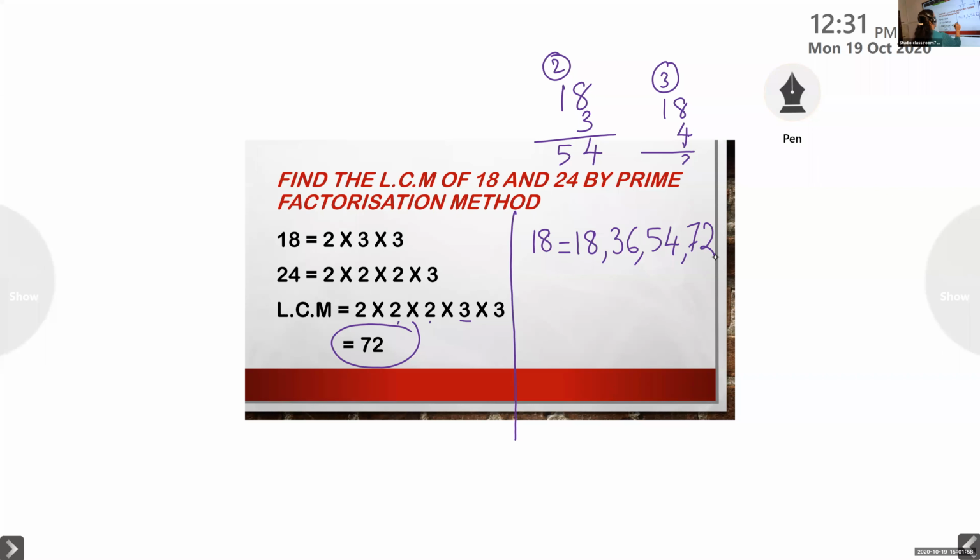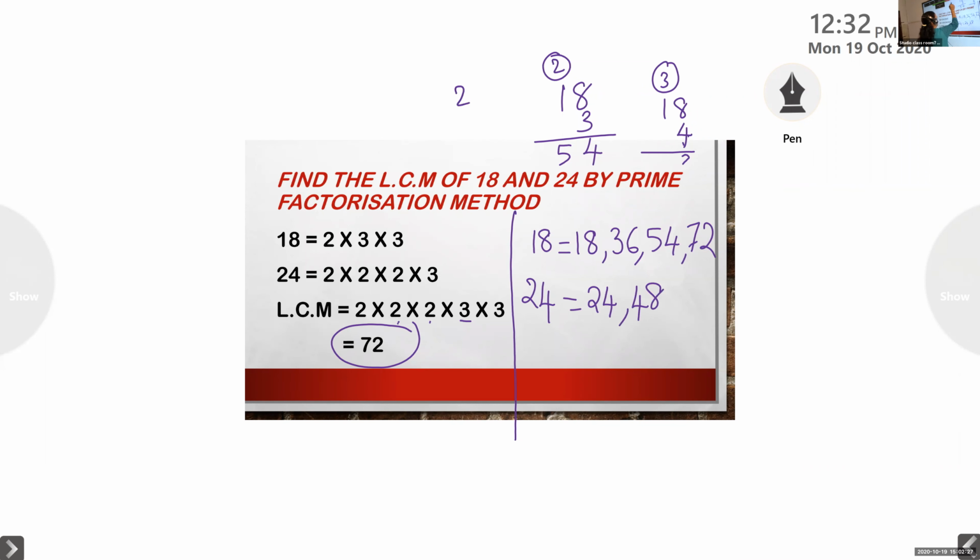Now, next one, it's 24. Yes, 24. How can we write? Children, all the cameras should be on. Okay. 24. Devak, can you tell me the multiplication table of 24? 24 into 1, 24. Okay. 24 into 2, 48. 24 into 3.